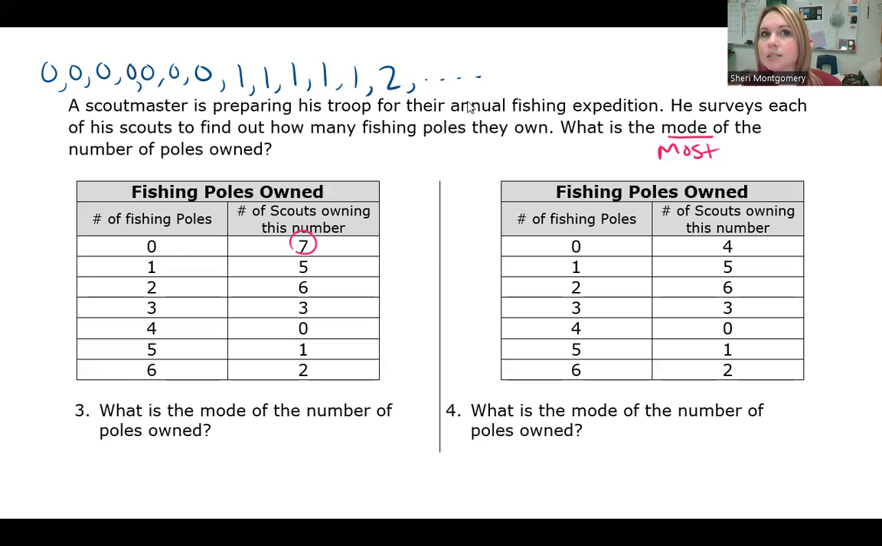And so which one has the most? Well, it's the ones with the zeros. So it's saying 0 has the most. So my mode for this list is 0.